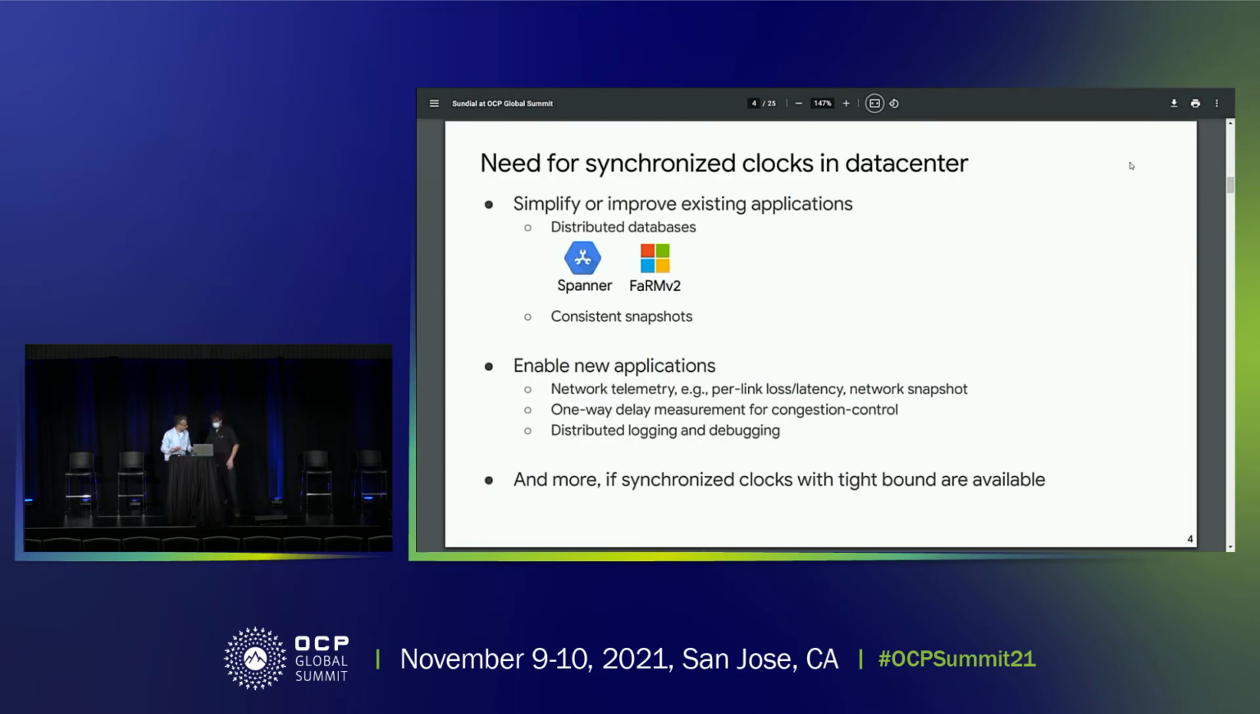There are several applications of synchronized clocks in the context of data centers. Perhaps the most important or the most common one is to use time for providing consistency in distributed databases. Examples are the TrueTime API that is used by Spanner at Google, and a similar notion of uncertainty is used by Farm by Microsoft. There are other applications of clock synchronization as well, including network telemetry, one-way delay measurement for congestion control, and they're bound to be more if synchronized clocks with tight error bounds are available in data centers. Next slide, please.